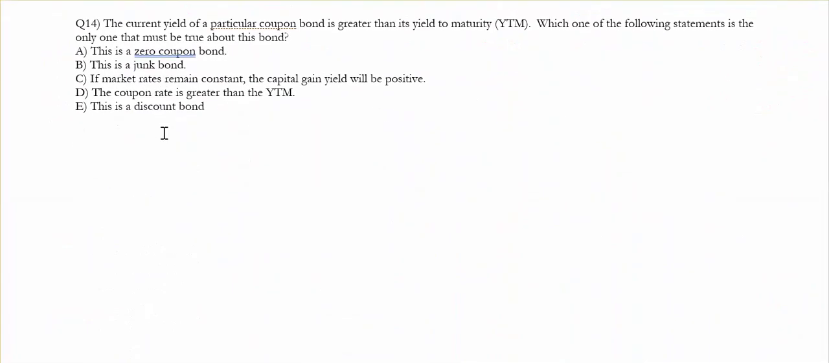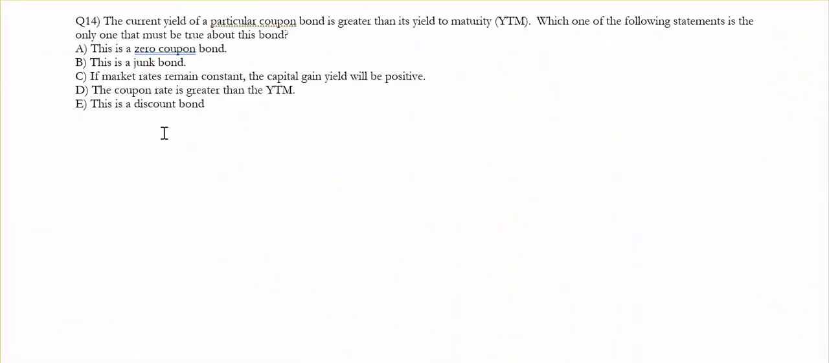All right, let's go on to question number 14. This is another conceptual problem, and it applies this relationship that yield to maturity is composed of two pieces, the capital gain yield and the current yield. Now if you keep this in mind, then we can tackle this problem.